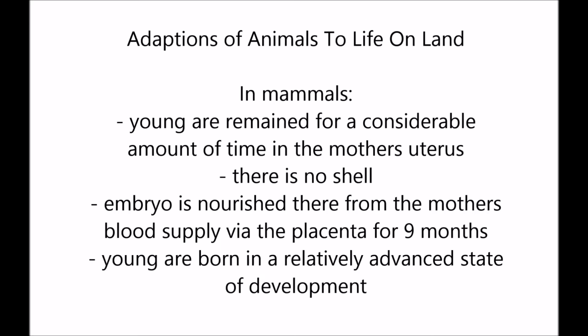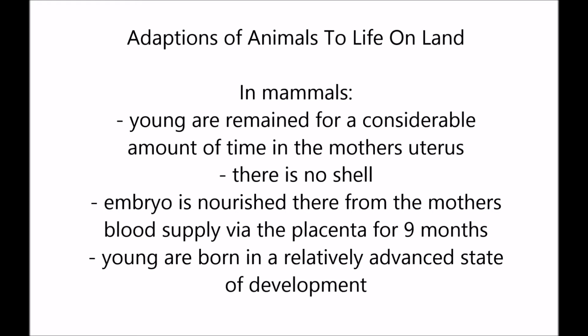In mammals, the young remain for a considerable amount of time in the mother's uterus. There is no shell. The embryo is nourished there from the mother's blood supply via the placenta. Young are born in a relatively advanced state of development.